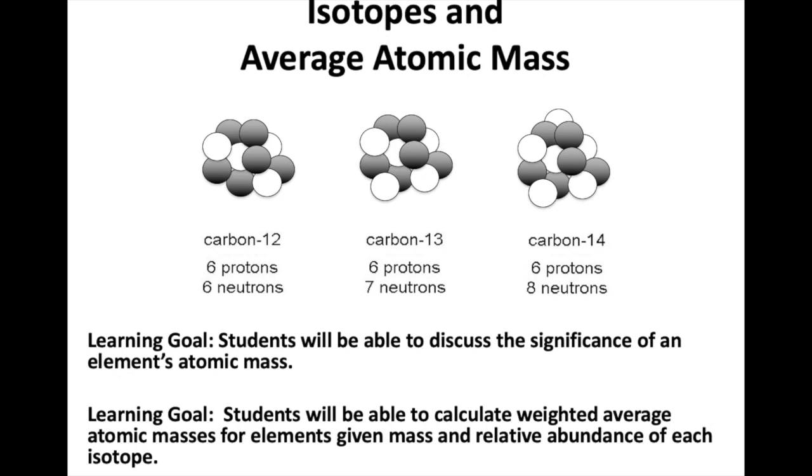We also should have noticed that each nuclei has a different number of neutrons, 6, 7, and 8, and thus a different mass number, 12, 13, and 14. The varying number of neutrons gives us 3 different versions or isotopes of the element carbon.